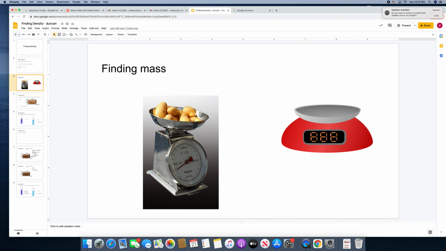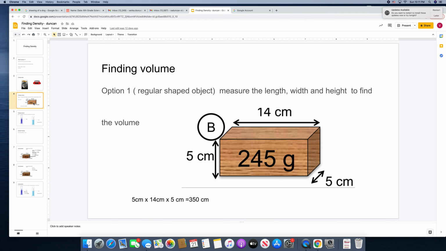To begin, we're going to start by finding our mass. Finding mass is pretty simple. In the pictures below, you see two scales. To find the mass, you're simply going to read the units on the scale, and that's your mass. Mass is typically shown in grams. Next, you're going to find the volume.